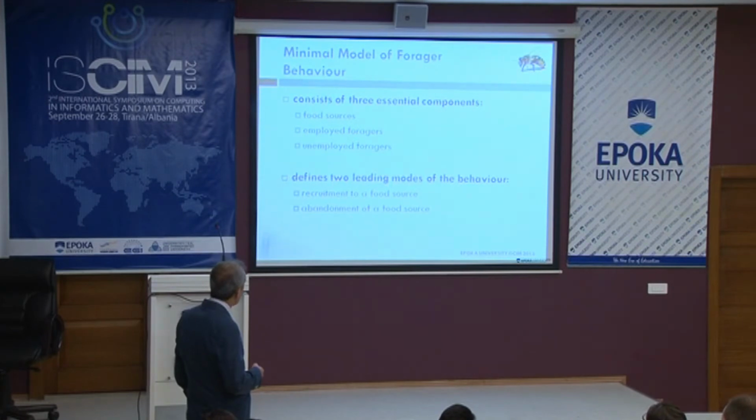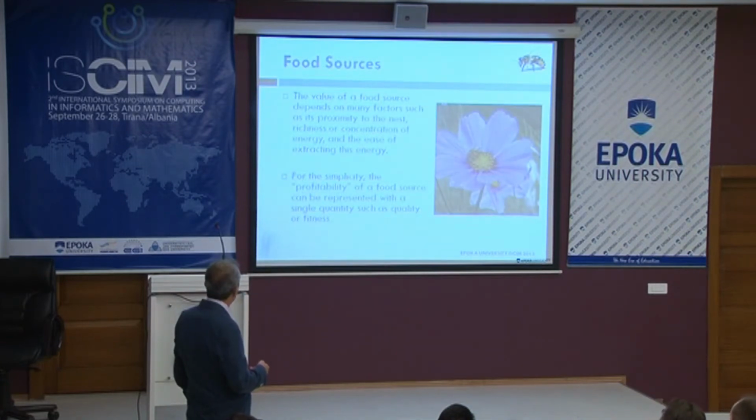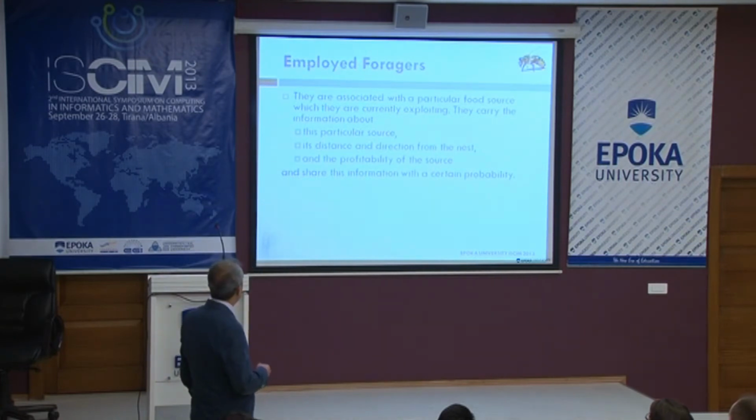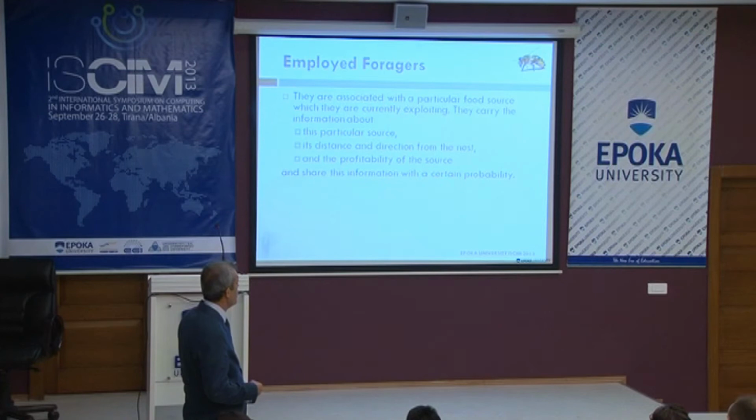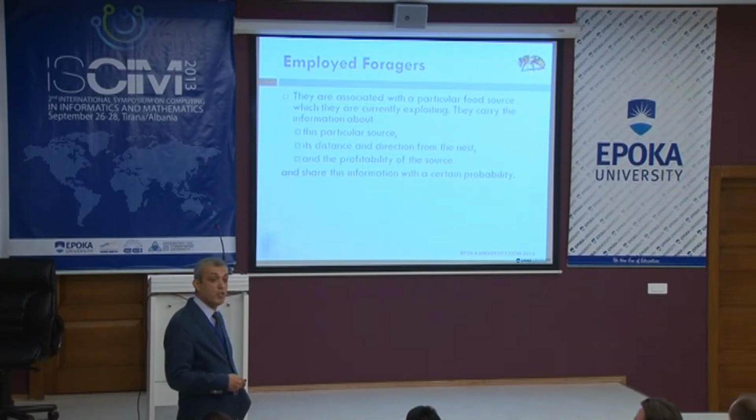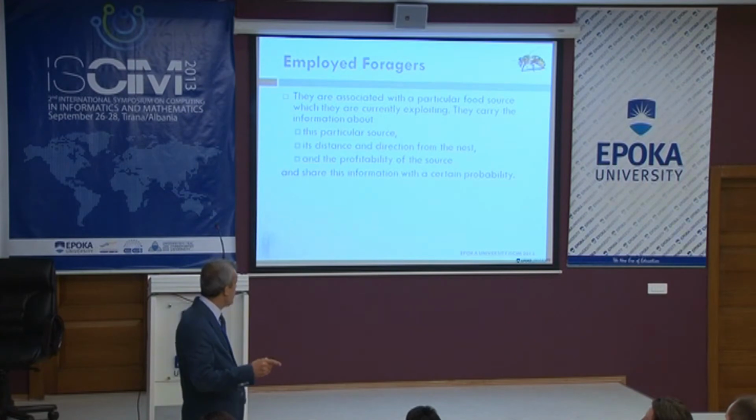Food sources, employed foragers, unemployed foragers. Now, we talked about food sources, and now employed foragers. They are associated with a particular food source which they are currently exploiting. They carry information about this particular source, its distance and direction from the nest, and the profitability of the source, and share this information with a certain probability with the forager bees waiting in the hive. They go outside and find food sources, and depending on the profitability of the food sources or the distance between the hive and the food source, they share this information with some foragers waiting in the hive.